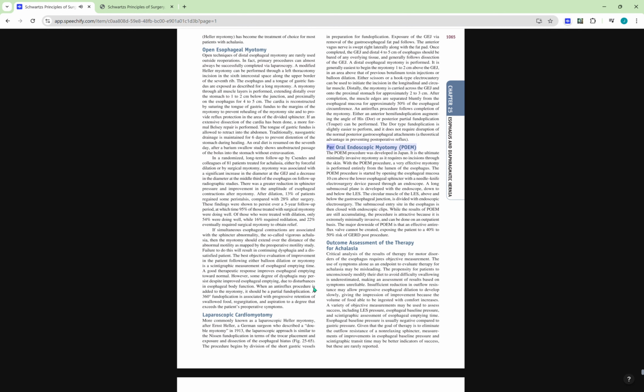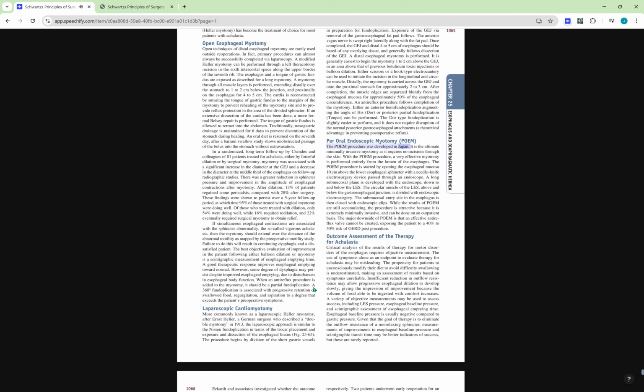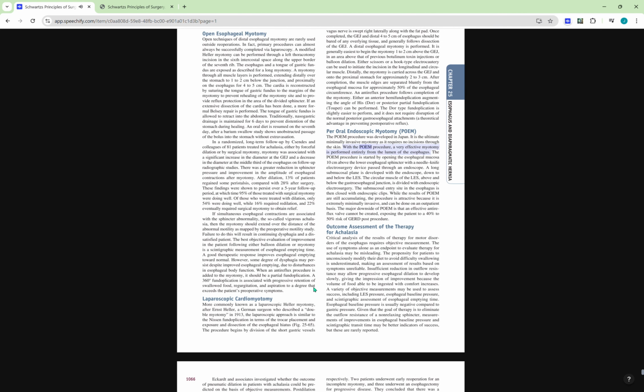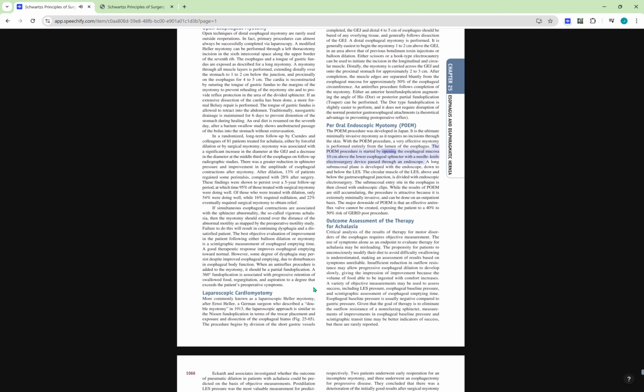Peroral endoscopic myotomy. The POEM procedure was developed in Japan. It is the ultimate minimally invasive myotomy, as it requires no incisions through the skin. With the POEM procedure, a very effective myotomy is performed entirely from the lumen of the esophagus. The POEM procedure is started by opening the esophageal mucosa above the lower esophageal sphincter with a needle knife electrosurgery device passed through an endoscope.